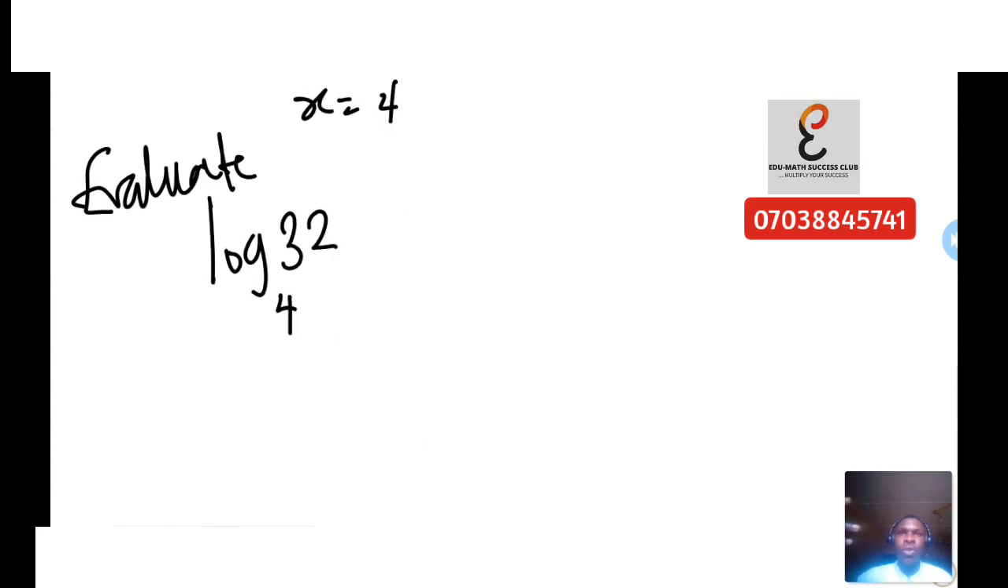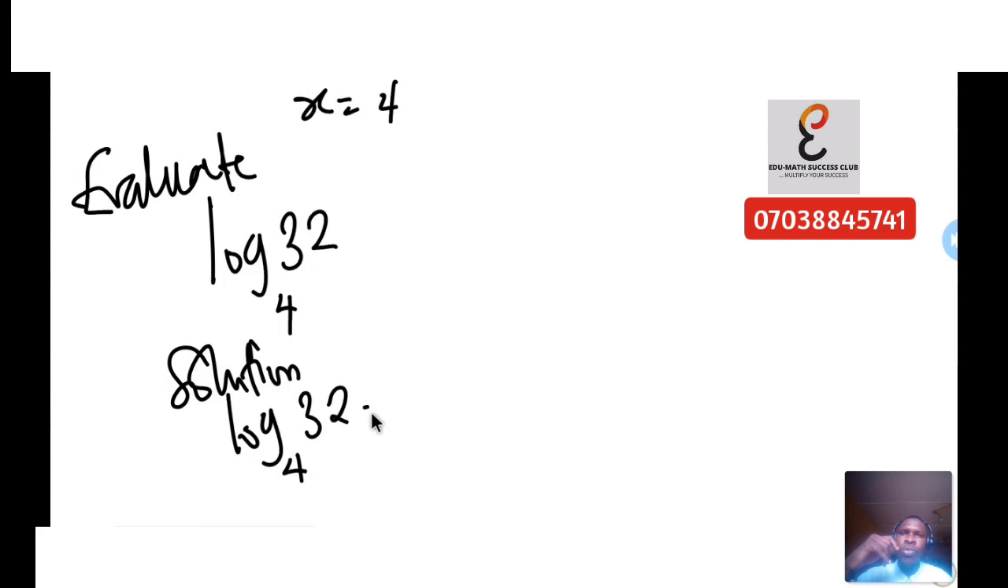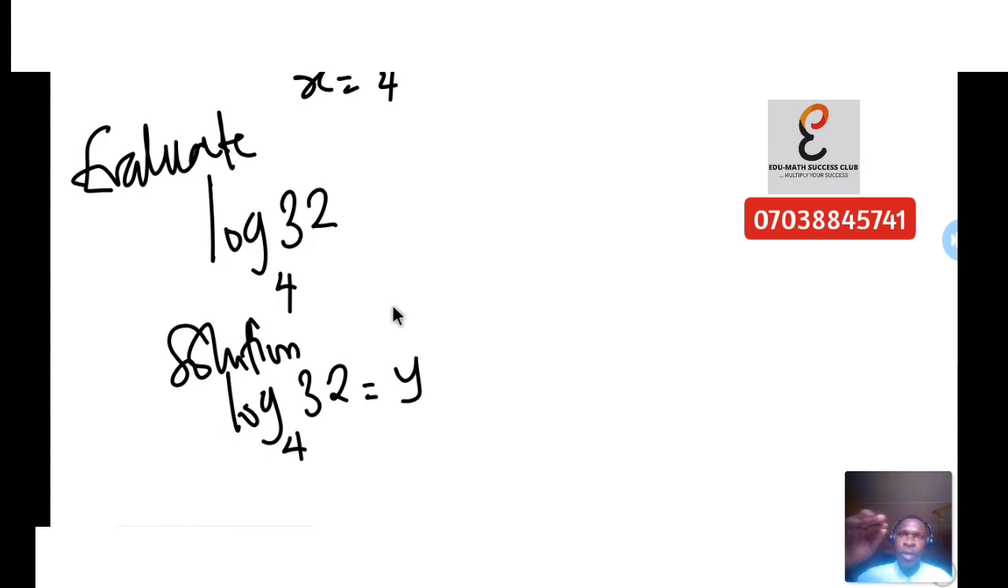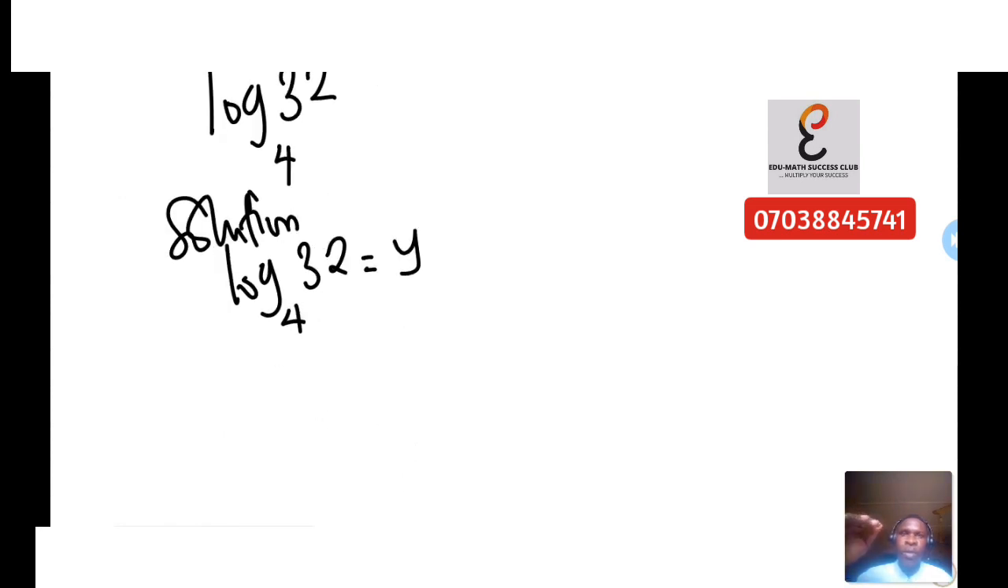For the solution, we say log 32 to base 4 is equal to, let's say, y. So the next thing, convert to index form. That's the next step, because you cannot solve it like this. You have to convert it to index form. So we convert to index form.